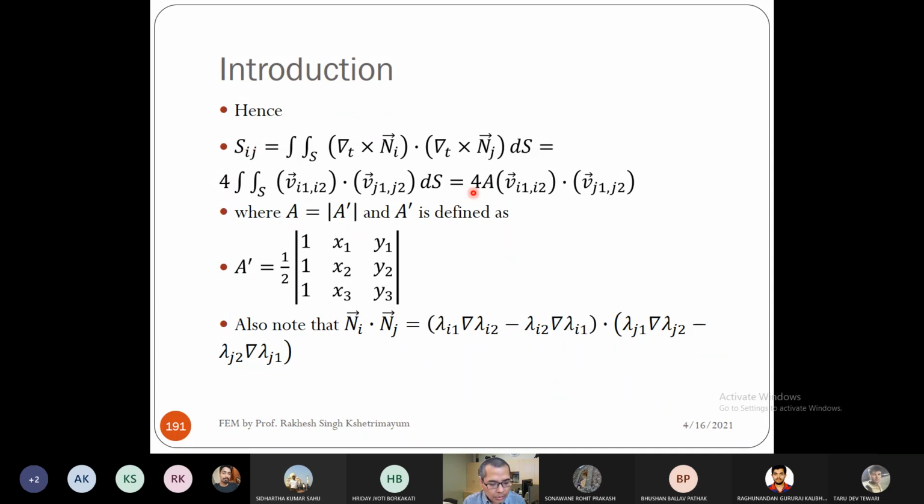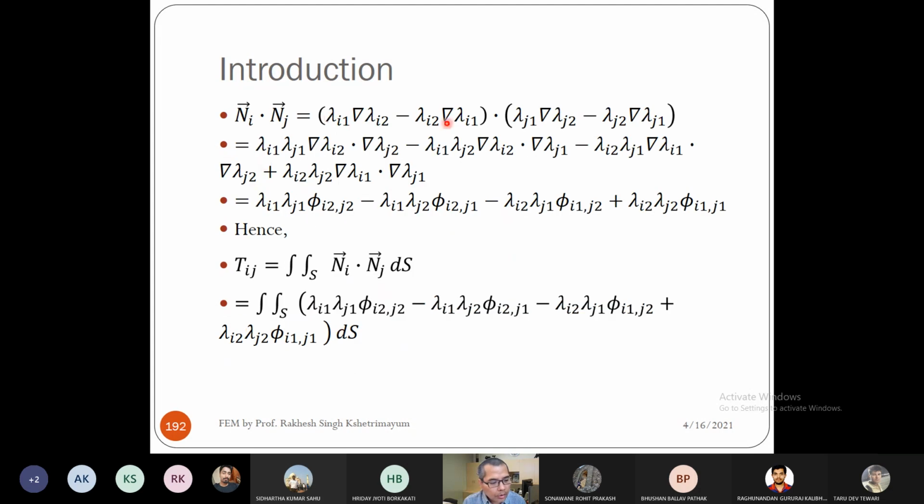So Sij would be simply 4 times the area of the triangular element, times the dot product of Bi1, Bi2 with Bj1, Bj2. So we have got Sij. We also want to find the other one, Tij. For Tij, we'll have terms like Ni dot product with Nj. This is the expression for Ni, and this is the expression for Nj. When you do the dot product, you'll have 4 terms here: this with this, this with this, this with this, this with this.